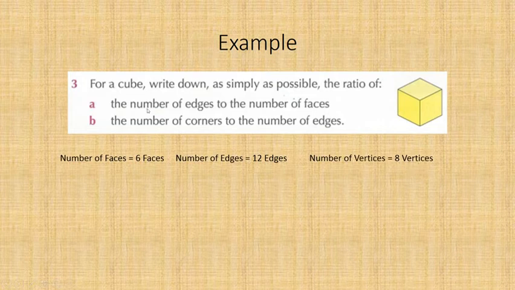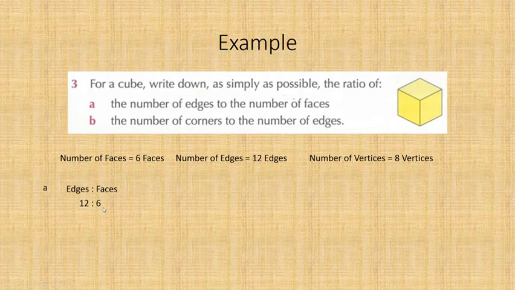Okay, so for question number A, the number of edges to the number of faces, I will write down edges to faces. How many edges do we have? Yes, 12. Write down 12 under edges. And how many faces do we have? It's 6 faces, so write down 6 under faces. So it's going to be 12 to 6.